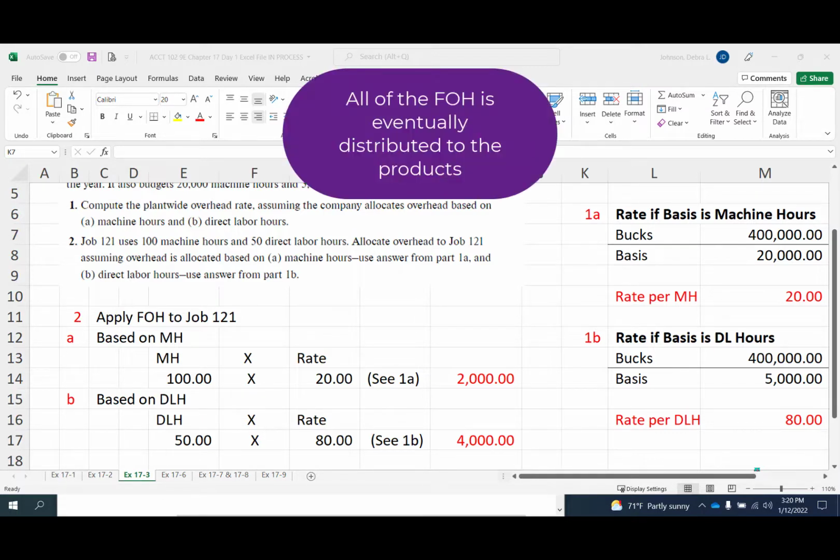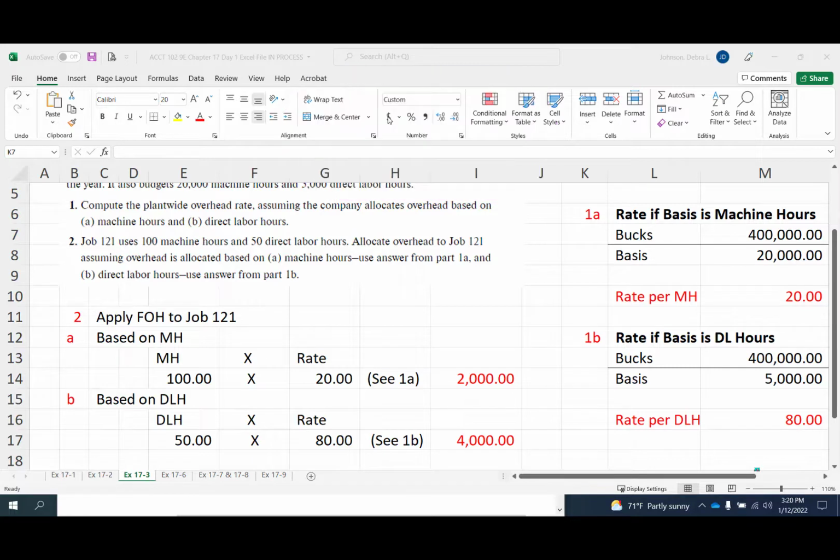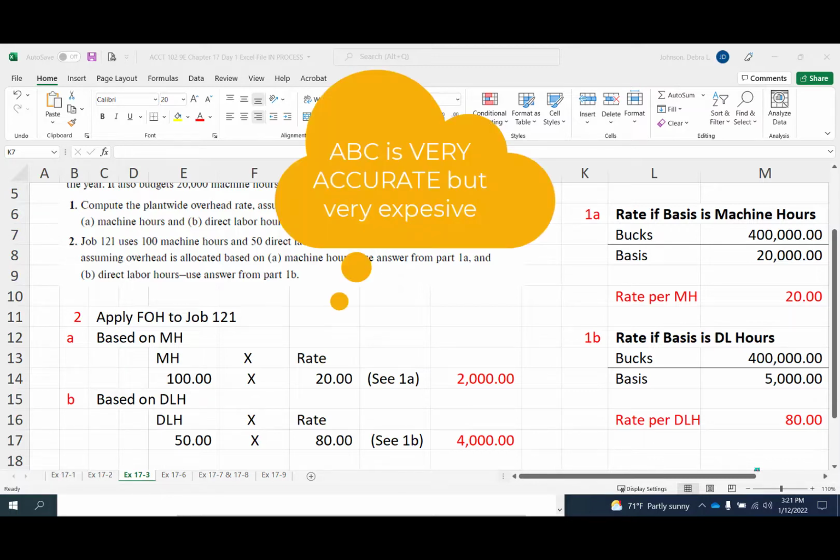All the overhead is eventually distributed to the products. For good managerial decisions to take place, we need to make sure that we are using the most accurate data that we have. And as you'll see soon, that's where activity-based costing may shine.